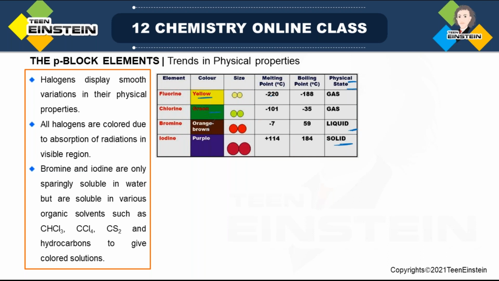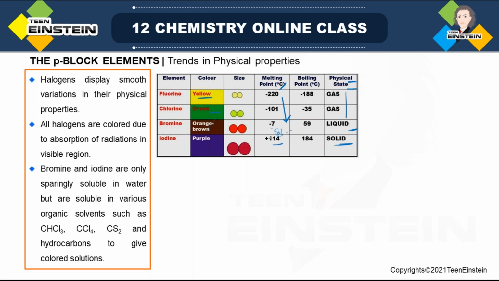And look at the melting point values. Down the group it is increasing, and that is expected, because when it is in gaseous condition the melting point will be negative in degree centigrade, but when it is solid it will be positive. Down the group, melting point and boiling point increase, and this is natural. The logic is that down the group, atomic mass increases and van der Waals interaction increases.